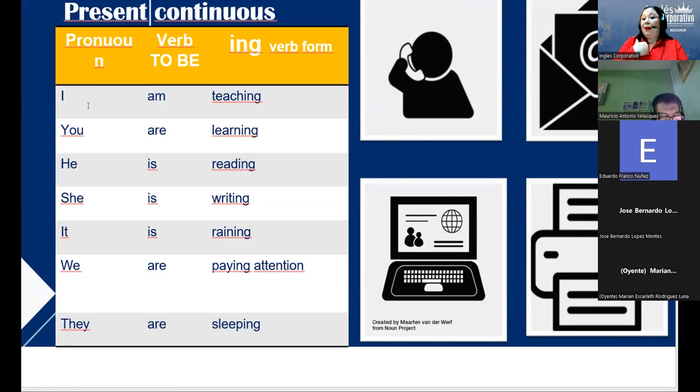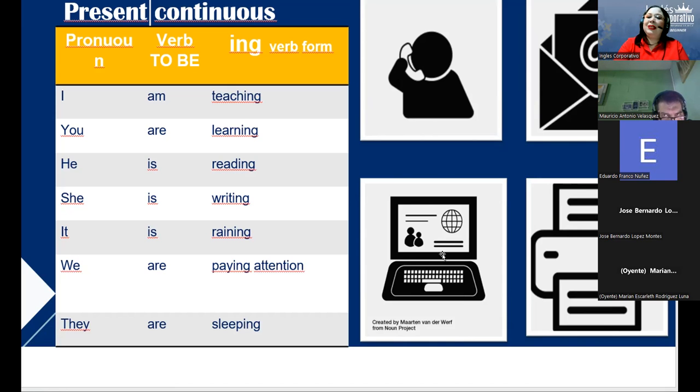For example, I am teaching right now. Okay, that's the first usage. Ongoing activity, right? It's happening right now at the time that I'm speaking. I am teaching. You are learning. He is reading. She is riding. It is raining. We are paying attention. They are sleeping. Okay. We don't know if they are sleeping, but they are sleeping.